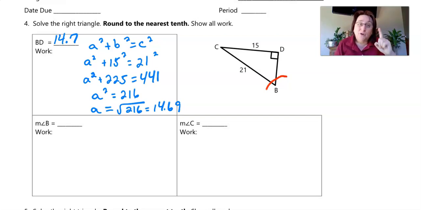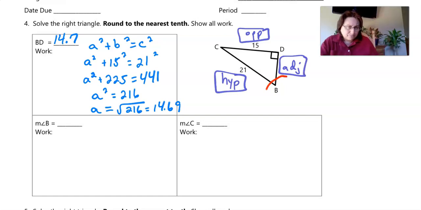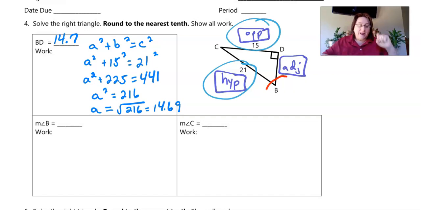So let's label our picture. Remember, we're looking for angle B, so that's our reference angle. So the 15 is our opposite because it's across from the reference angle. The 21 is the hypotenuse. And what's left over next to the angle is our ADJ. Just like we practiced the last 2 assignments, we're going to start with what we have and figure out what we want. Right here, we have the hypotenuse and the opposite. So which trig function are we going to use if we have the hypotenuse and the opposite?